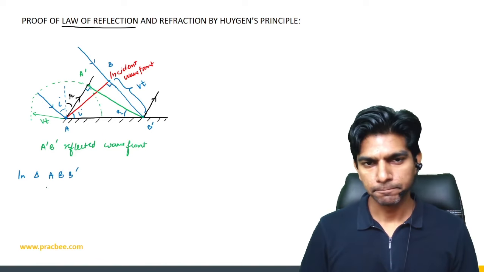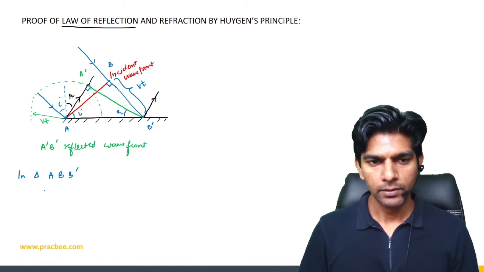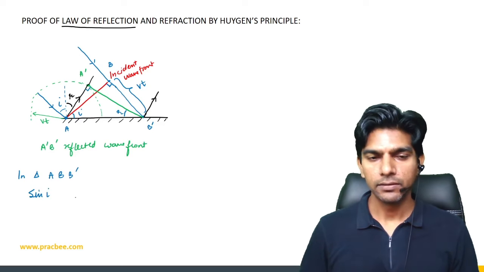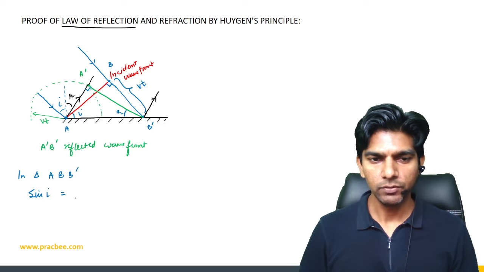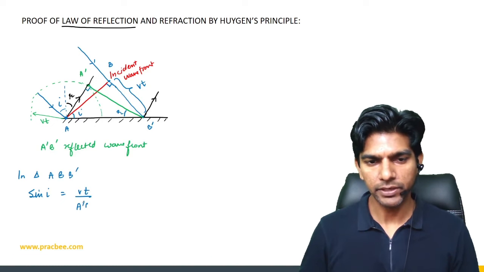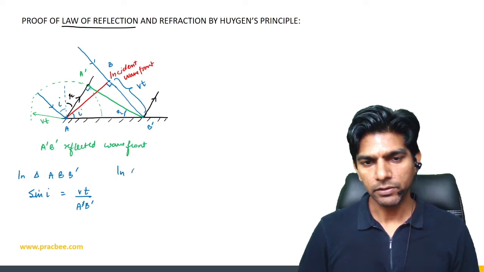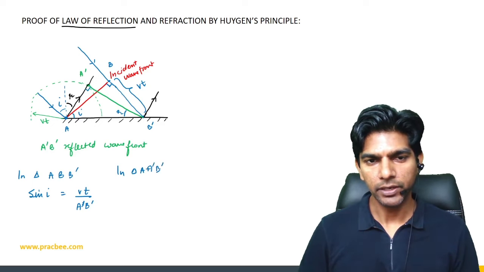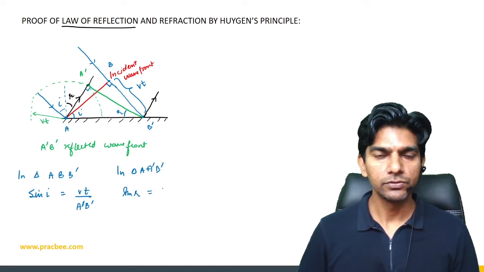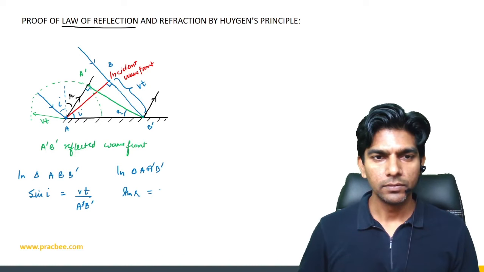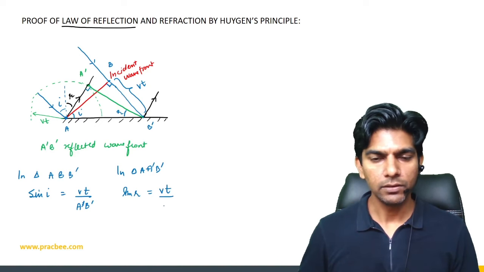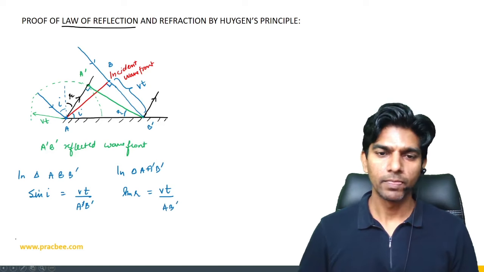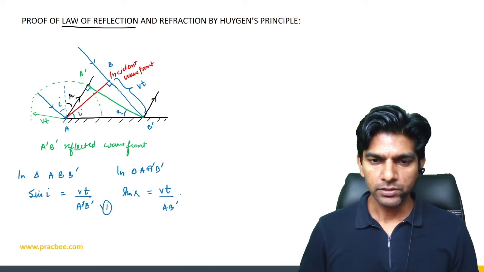this is 90 degree, right? So we can say sine of I, which will be perpendicular, which is Vt by hypotenuse, which is A B prime, right? A B prime. And in triangle A prime and B prime, in this triangle, we can say sine R is equals to, again, Vt perpendicular upon hypotenuse, which is A B prime. Now this is the first equation. This is the second equation.